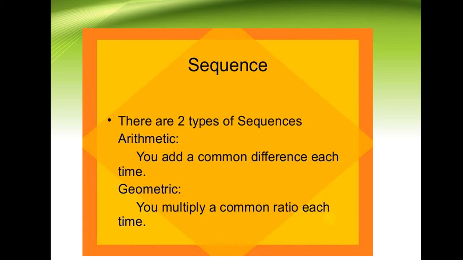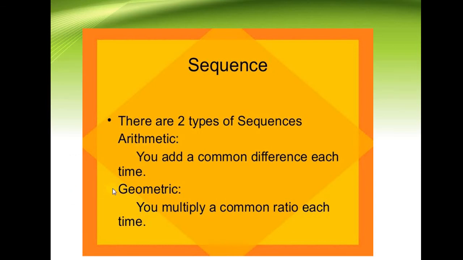Here we see sequence again. We read about sequence. Now these two sentences will again describe sequence. There are two types of sequences: arithmetic and geometric. We have another sequence, the harmonic sequence. So what is arithmetic? For an arithmetic sequence, we add a common difference each time.